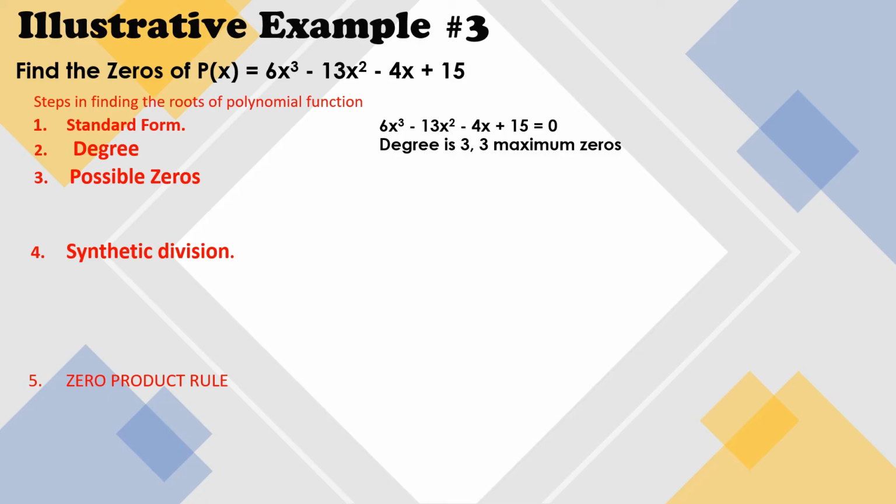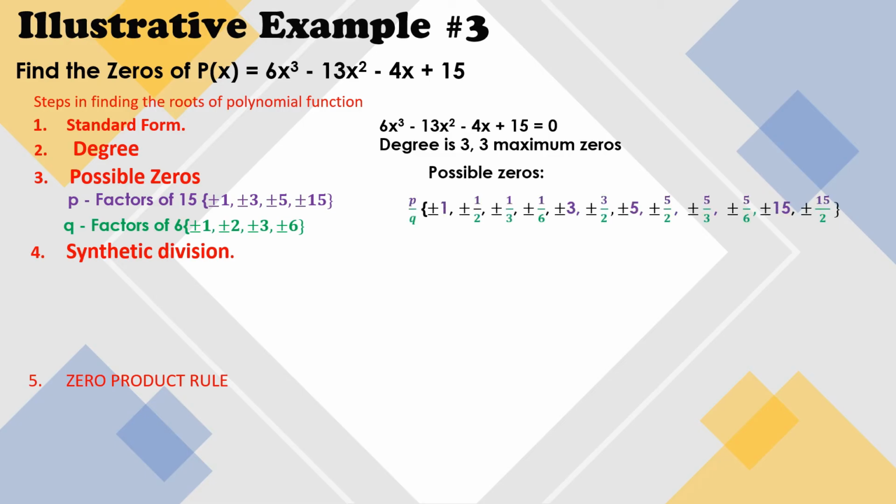But first, we have to get the factors of our constant term, which is 15. Then get the factors of our leading coefficient, which is 6. All we have to do is to list down all the possible zeros using the rational zero theorem, forming numbers from P over Q. So we will have the following numbers. Then after listing the possible zeros, we can now use the synthetic division to find the correct zeros. So set up the synthetic division.